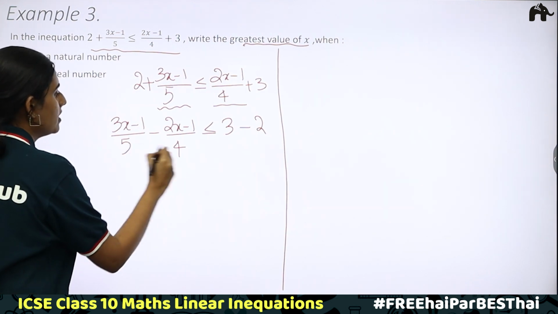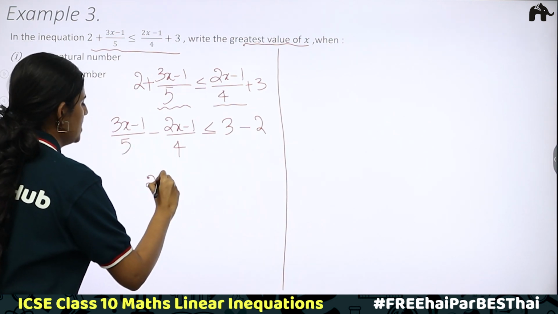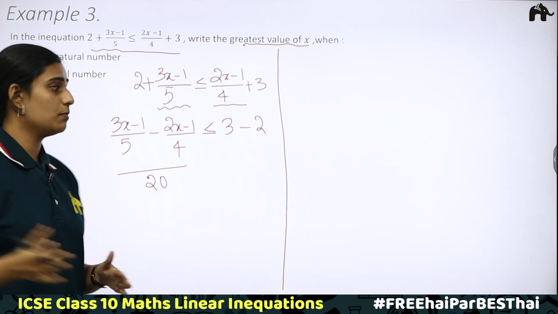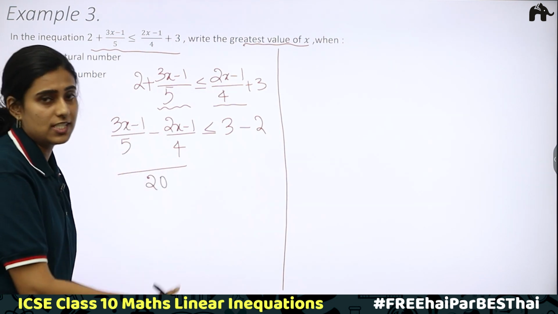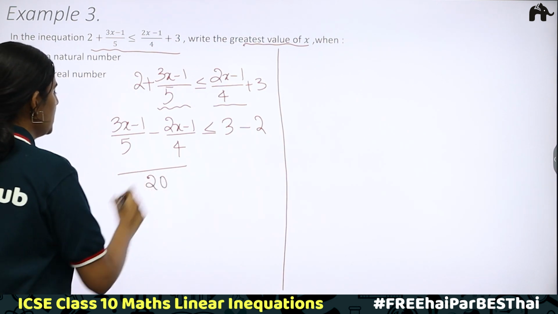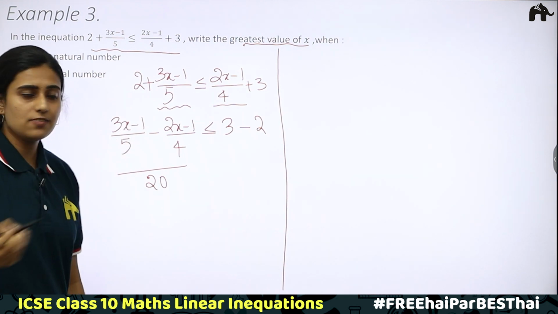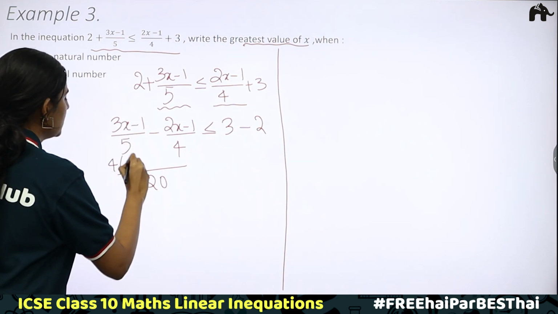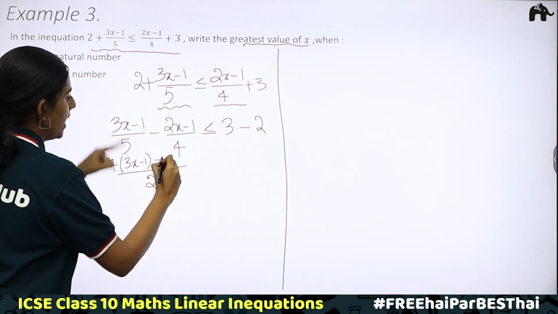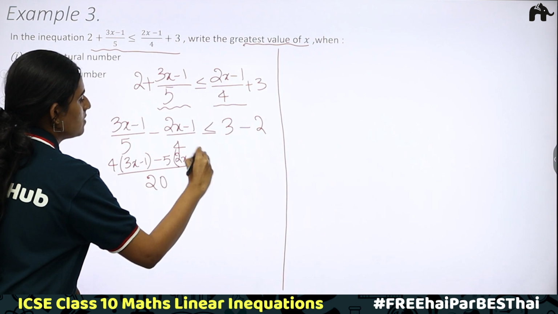We have 5 and 4. LCM of 5 and 4 is 20. You all know to solve this. Like you solve the linear equation in one variable, similar steps are used here. Just we have to consider the inequality. 20. Then you will multiply this 4 and 3x minus 1. 4 into 3x minus 1. Minus, here we have 5. 5 into 2x minus 1.